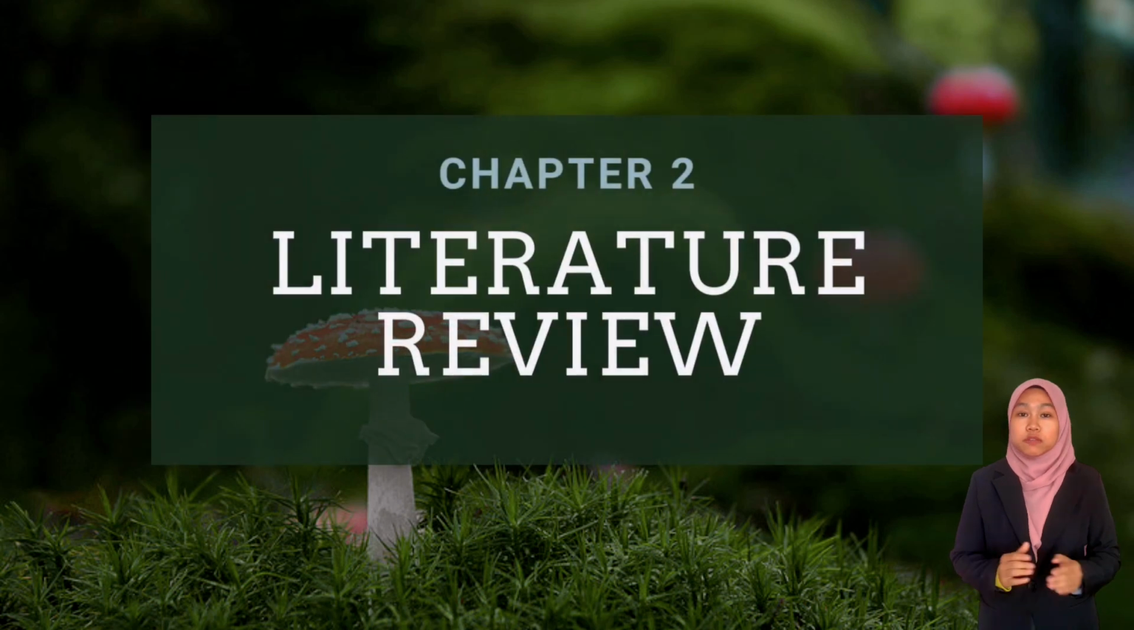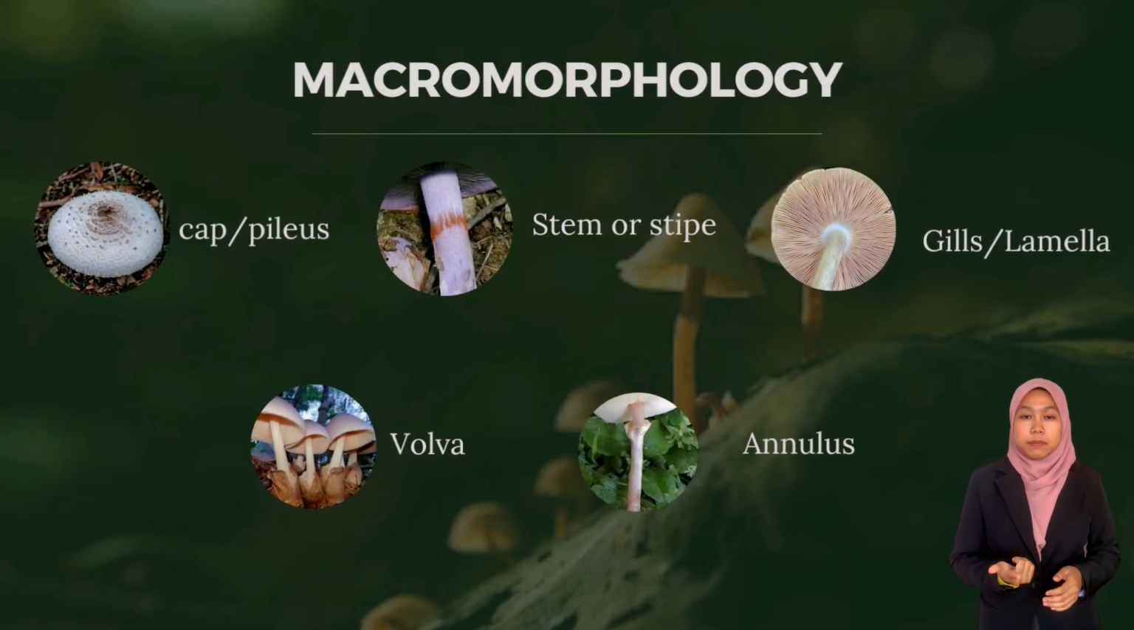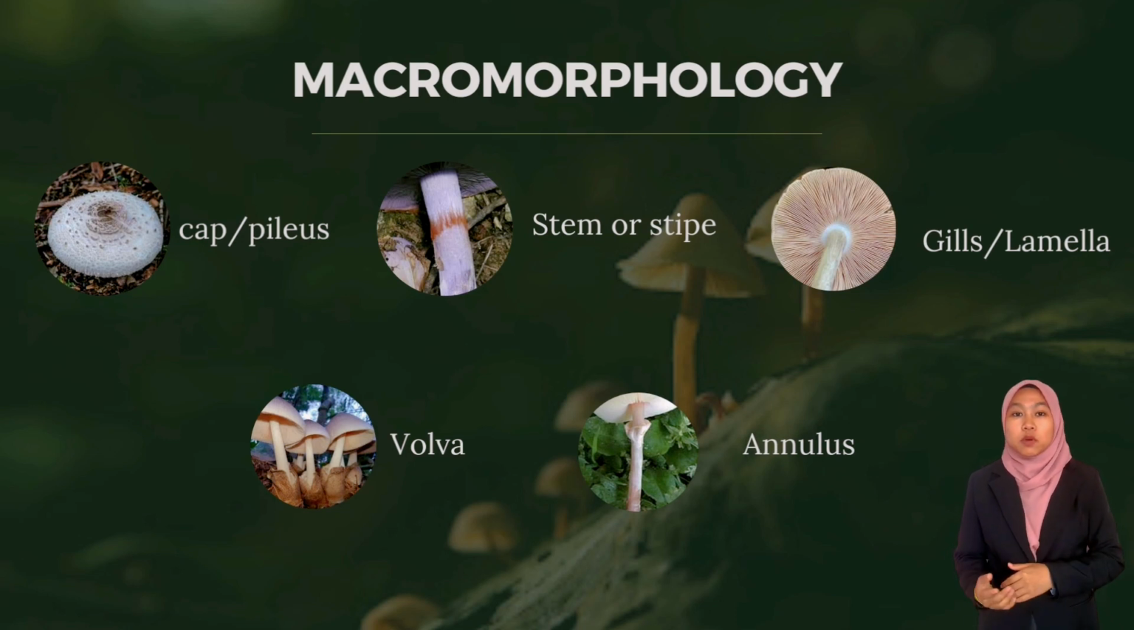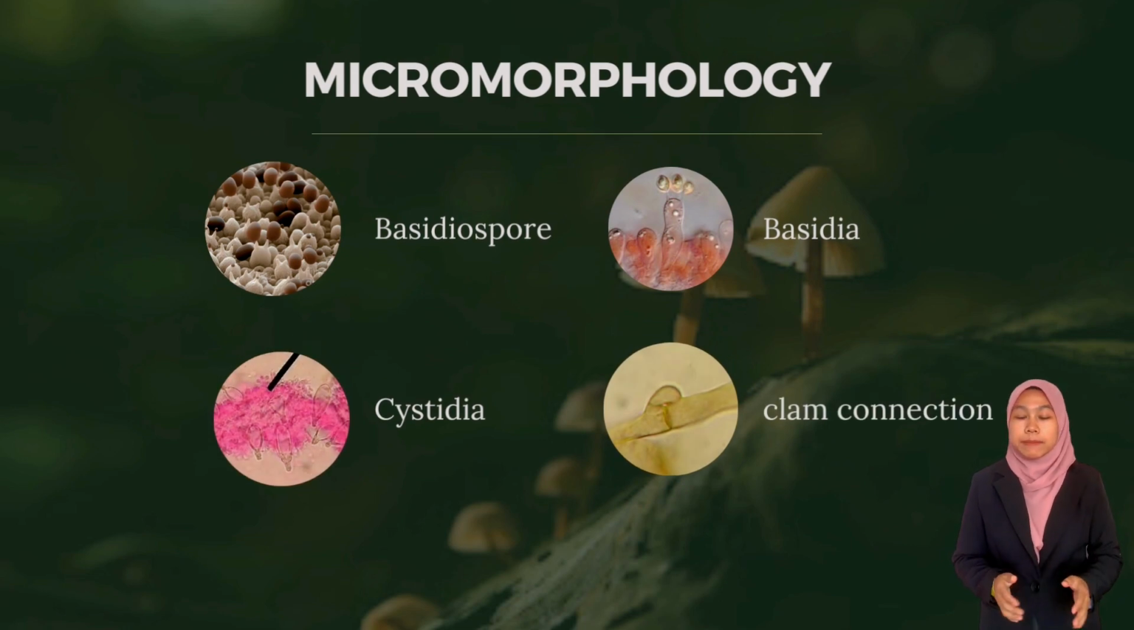The literature review of the study covers 2 things, which is macromorphology and micromorphology. Examples of macromorphology are cap, stem or stipe, gills, or we call as lamella, volva, and annulus. While for micromorphology, which is basidiospores, basidia, cystidia, and clamp connection.